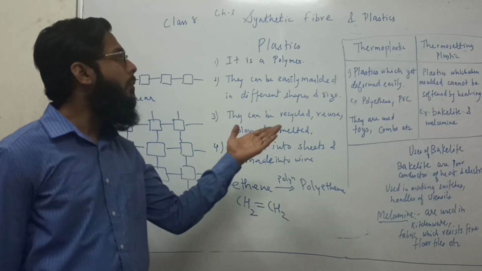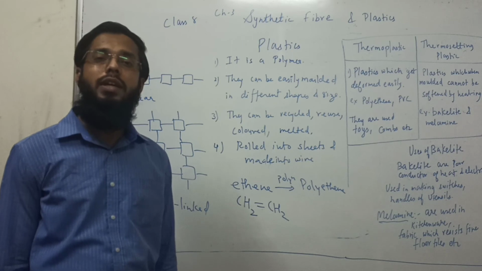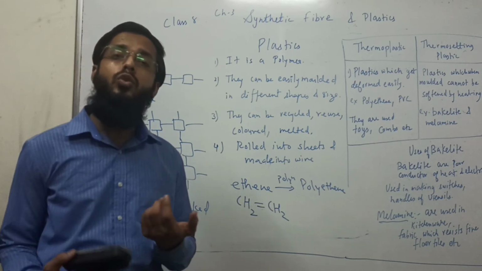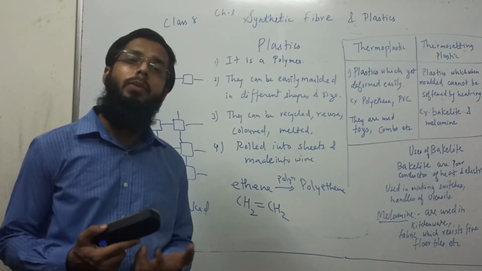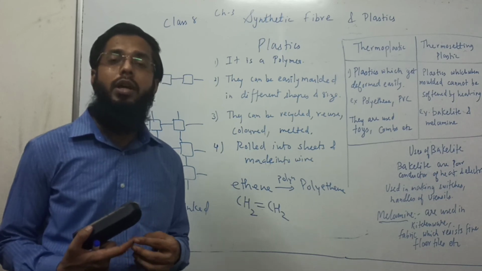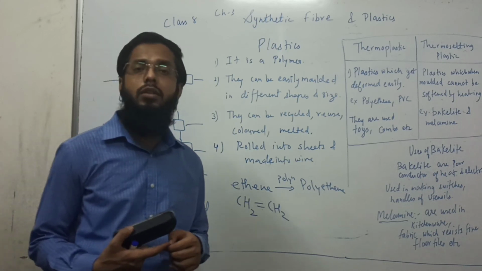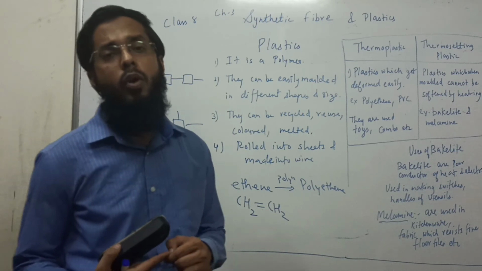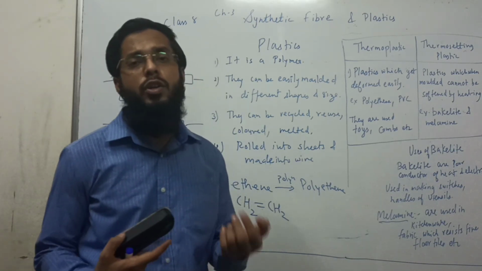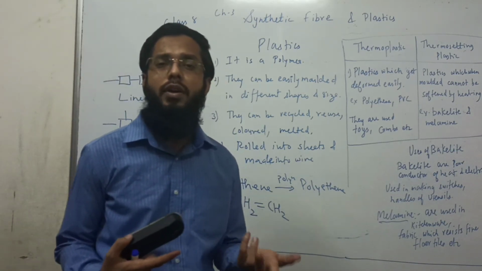Then normally we have two kinds of plastic: thermoplastic and thermostatic plastic. Thermoplastics are those plastics which deform easily by heating or by applying some kind of pressure. Such plastics are known as thermoplastics. Examples: polythene and PVC, which are used in making toys, foams, containers, etc.